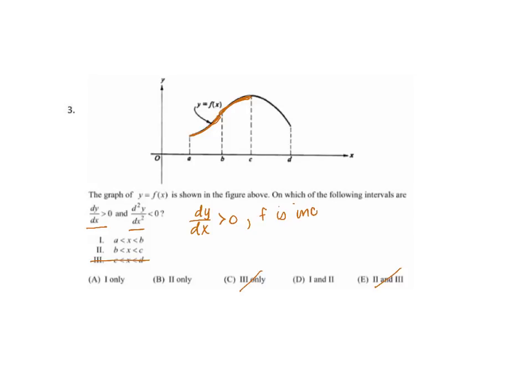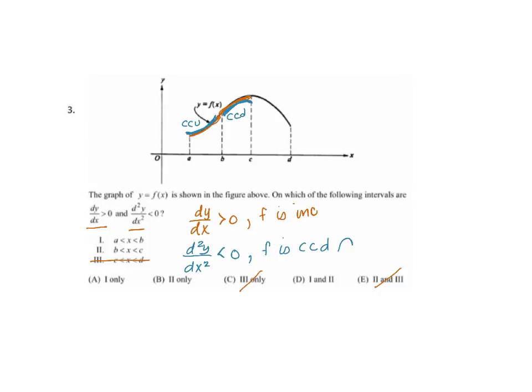We're talking about our second derivative. The second derivative is going to talk about concavity, and since the second derivative is negative, f is concave down, like a frown. So of these remaining two, we need to see where would I be concave down? Well, this portion here is going to be concave up. This portion here is going to be concave down.